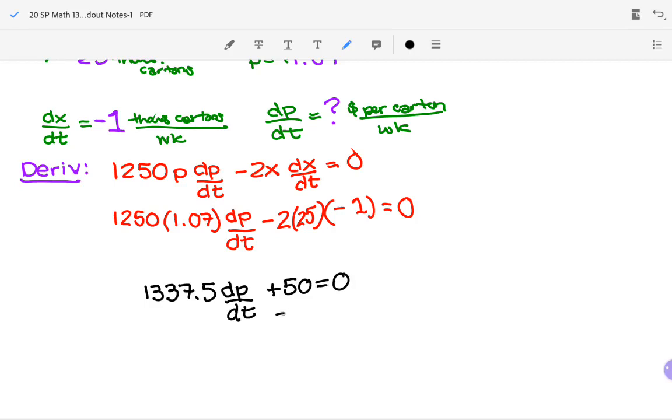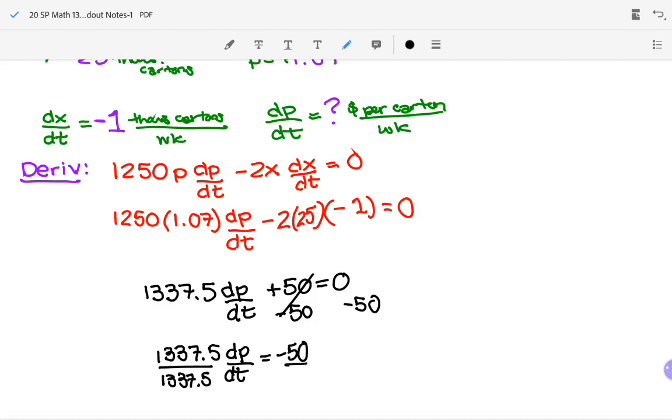So now I'm going to solve this like a linear equation. I'm going to move this 50 over because it doesn't have a dp dt. So I'm going to subtract 50 over to move it to the other side. And I'll have 1337.5 dp dt equals -50. And then I just divide to get dp dt by itself. So divide both sides by that 1337.5.